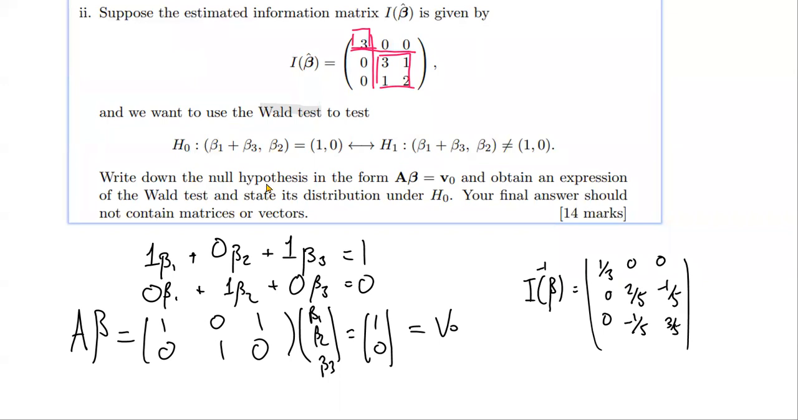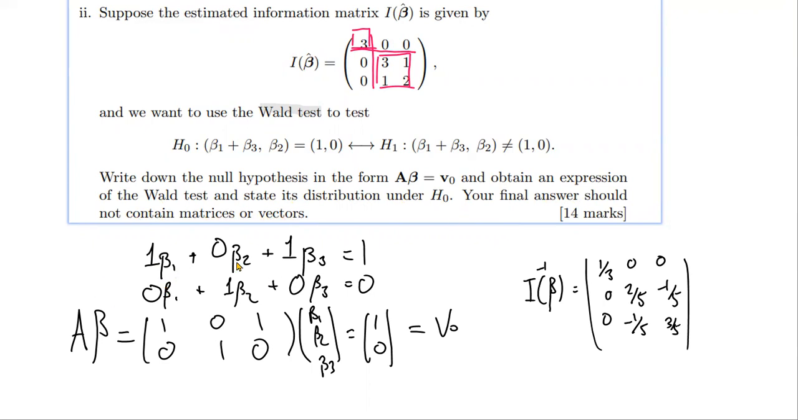So what do we want to do? We want to write down the null hypothesis in the form of a linear restriction, obtain an expression for the Wald test, and state the distribution under the null. And the final answer should not contain matrices or vectors. Okay, all right, so you can see something I did earlier right here.